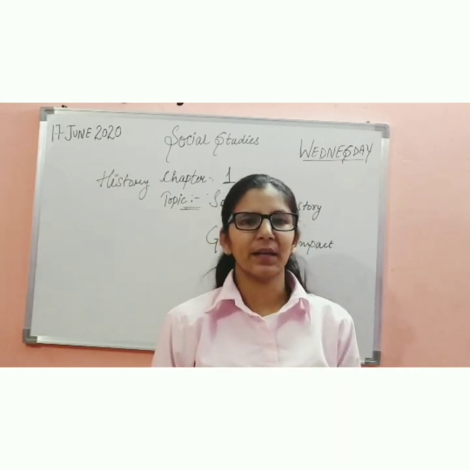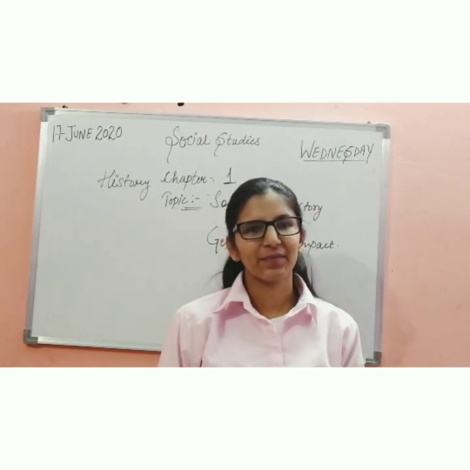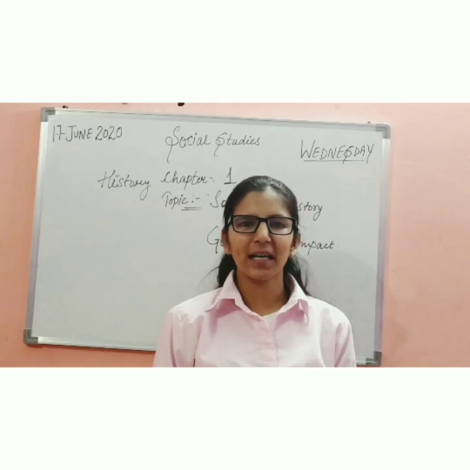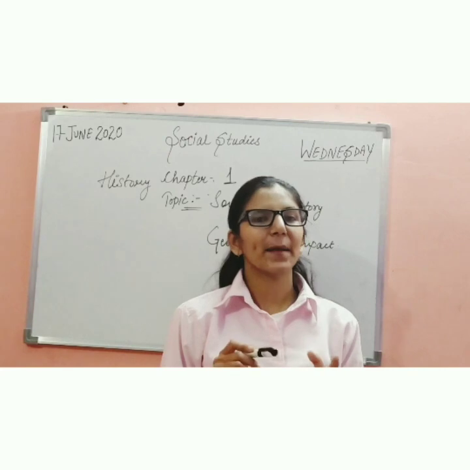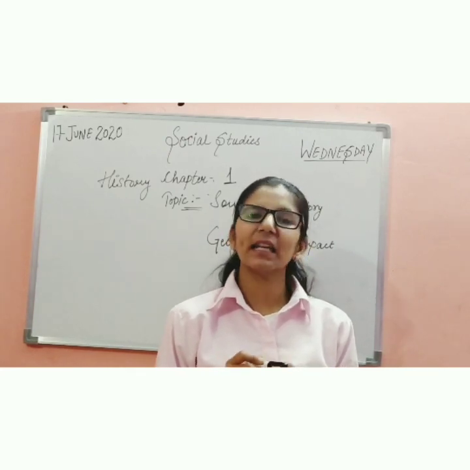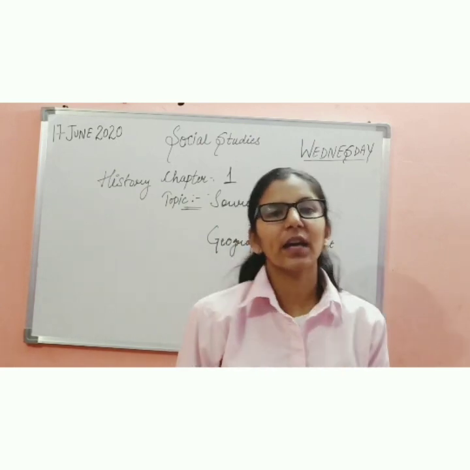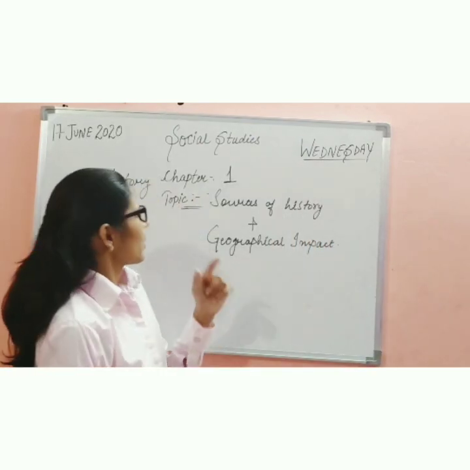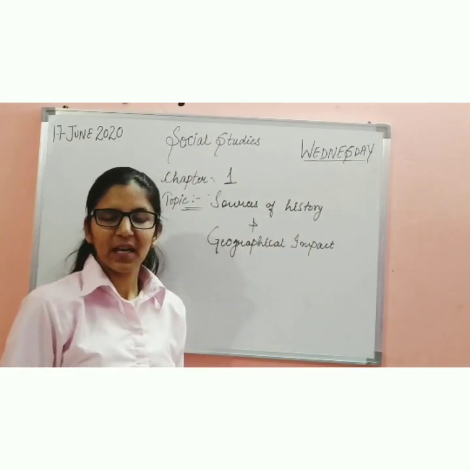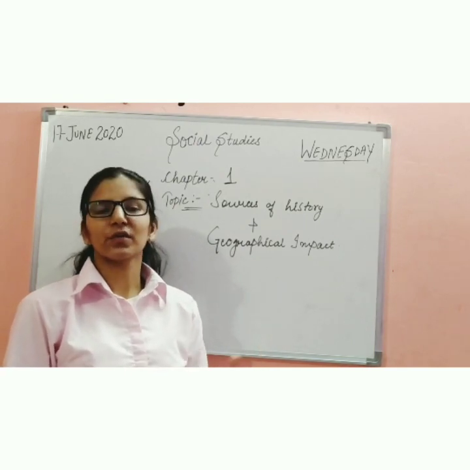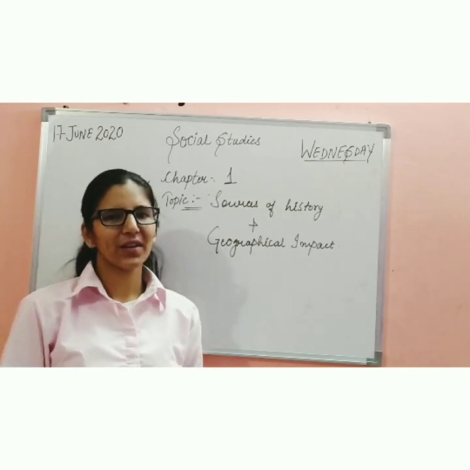And yes, tell me, what we have covered in our last lecture? Yes, we have covered meaning of history, who are historians, types of history, and meaning of BC and AD. And today we are going to discuss sources of history and geographical impact. Basically, there are 2 sources of history. So let's start with the sources of history.